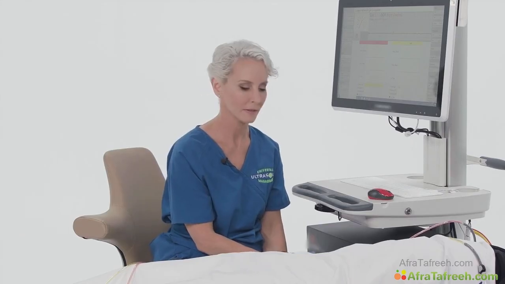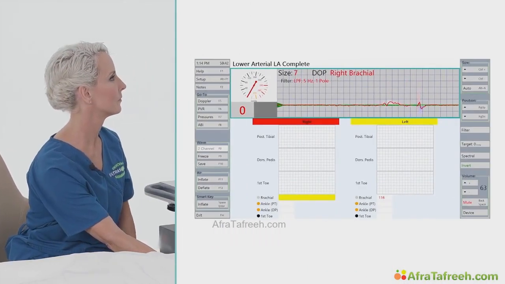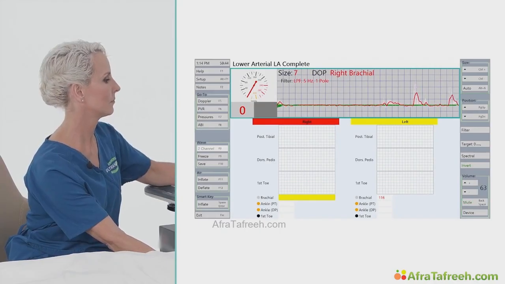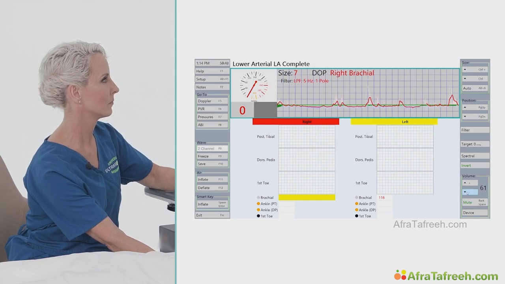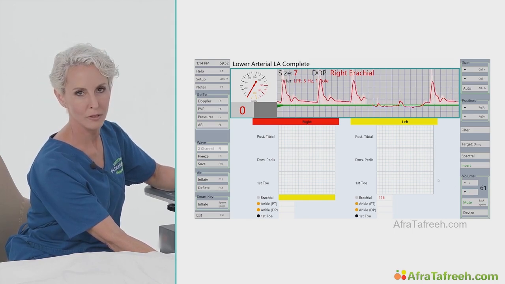Moving back to the right side of the patient, we'll now obtain the right brachial systolic pressure. I've already applied plenty of gel to the antecubital fossa, and I'll place my probe along this line of gel, sliding medially until I intersect the arterial signal. I have a good strong signal, so I'll inflate.